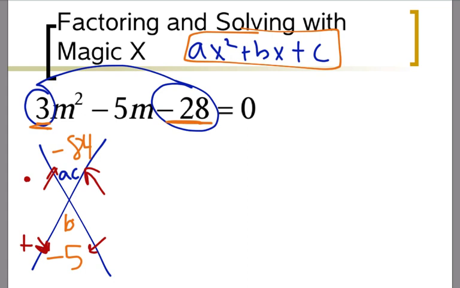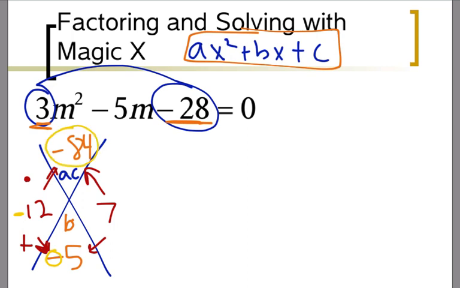And after playing with numbers, you may have found that 12 and 7 multiply to be 84, and they have a difference of 5. Now the thing that we have to worry about is which one needs to be negative. Well, if I put the negative sign on the 7, I'd have 12 minus 7, that's positive 5, but that multiplies to be negative 84. Well, that's a problem because I have negative 5. So instead, I need to put the negative on the 12, and that would give me negative 12 plus 7 is negative 5, and negative 12 times 7 gives me negative 84.